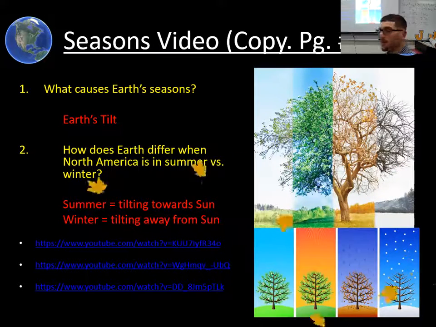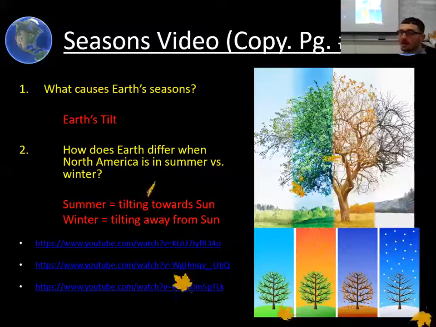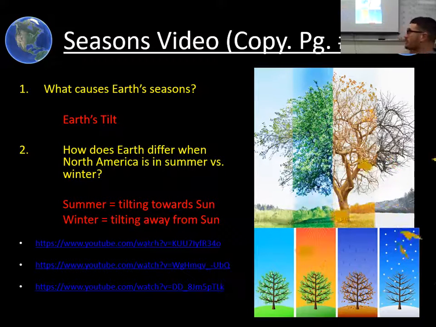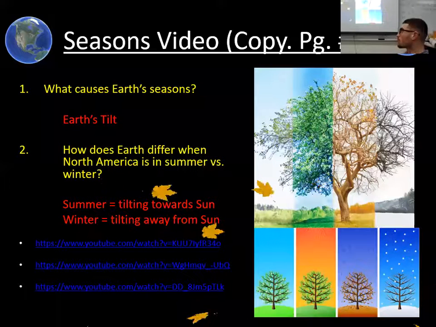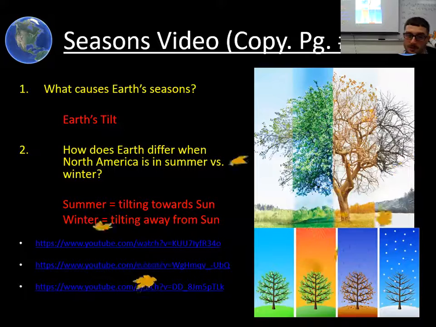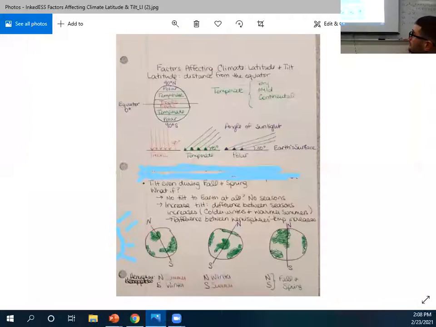So summer, that is when the Earth is tilting towards the sun. Summer, and then winter is when the Earth is tilting away from the sun. Winter is when it's tilting away. Give you guys a moment for that. We're going to get to the last part of our notes for the day and finish up. So summer tilting towards the sun, winter tilting away from the sun. So let's go back to page 3 then, finish up our stuff for the day.